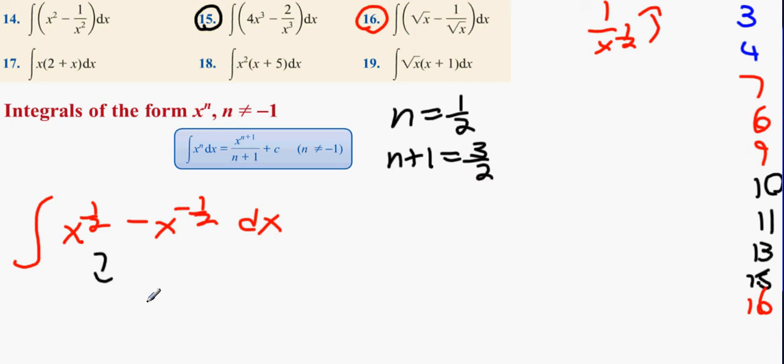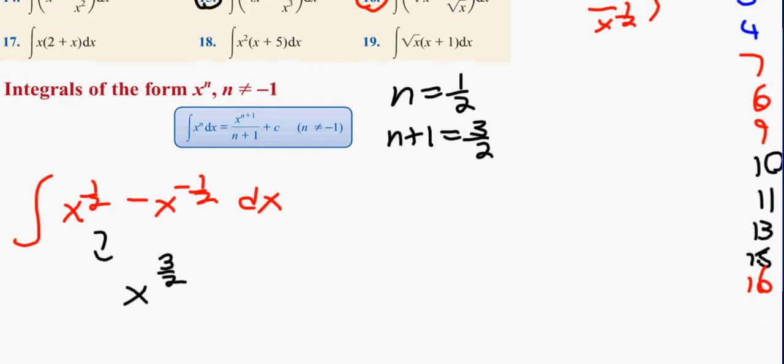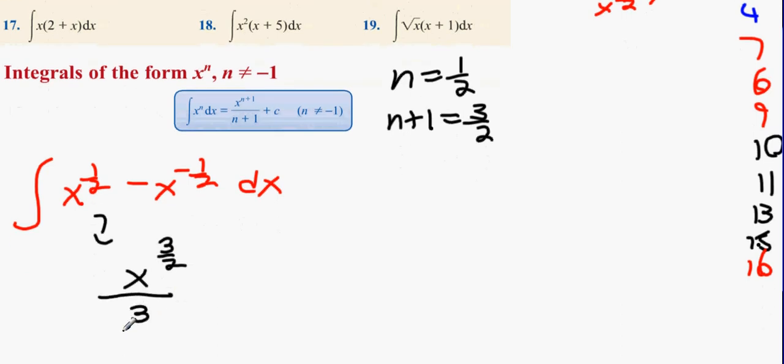So when we integrate this, we're going to get x to the power of 3 over 2. Then we're going to have all divided by 3 over 2. 3 over 2 goes to the top, turns upside down, so it's going to be 2 over 3. 2 over 3 x to the power of 3 over 2.